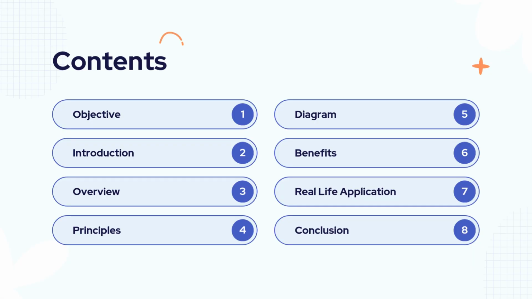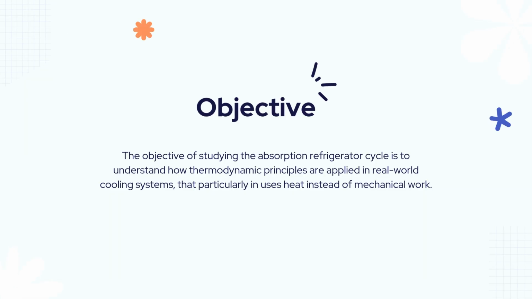cycle. For this topic, we managed to point out 8 points. As you can see, there are objective, introduction, overview, principle, diagram, benefits, real life application and conclusion. So let's move to the first point, which is the objective.